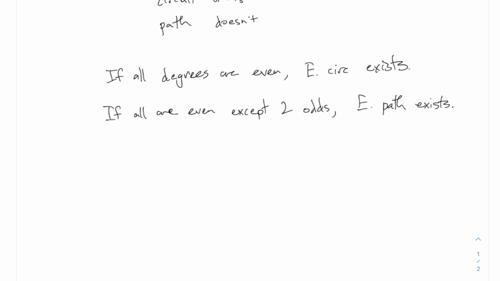This is how you tell if these things exist or not. It's very easy to check, the degree. You just look at all the degrees, how many edges touch each vertex. And that's all it takes to tell if the Euler circuit or Euler path exists. All right?